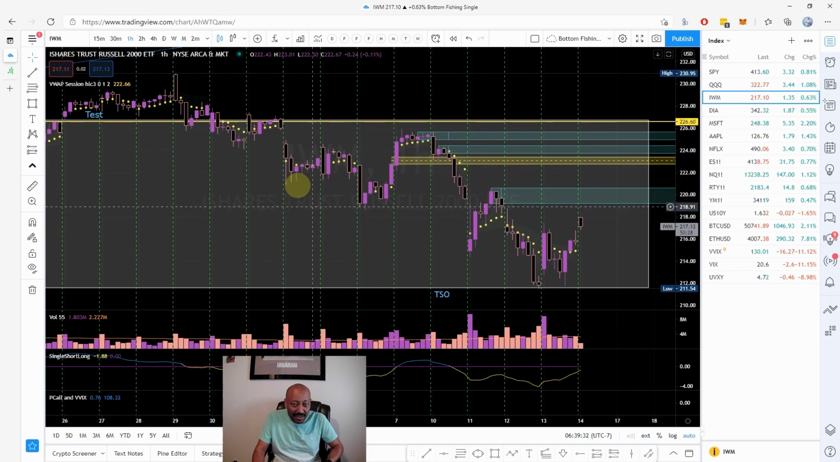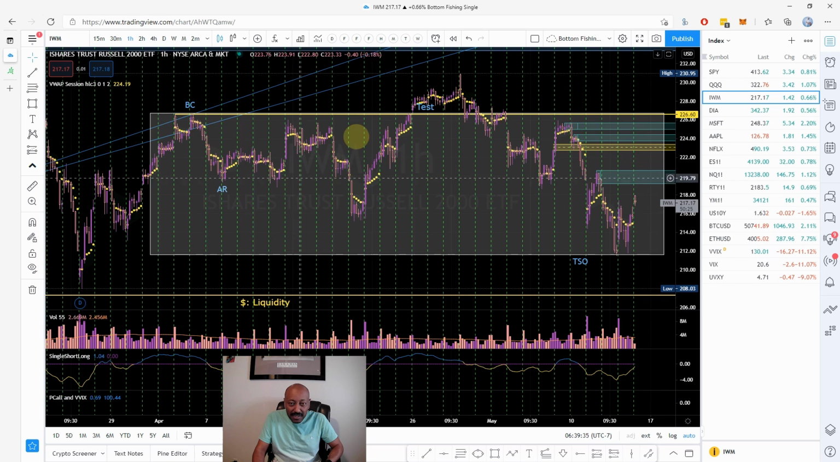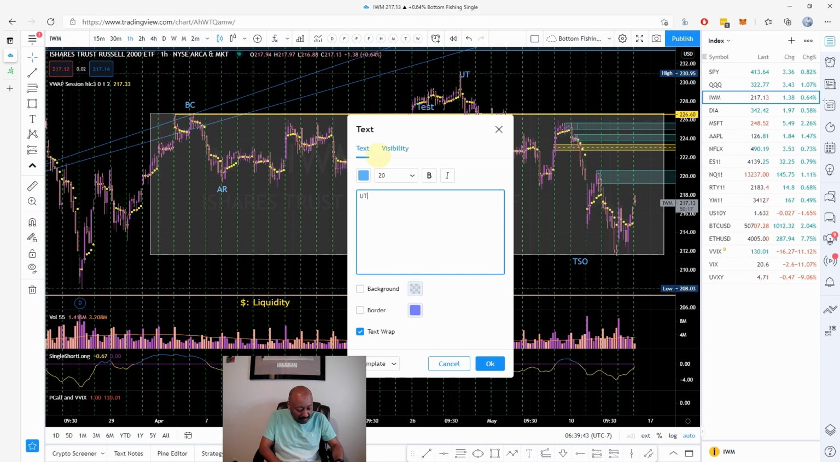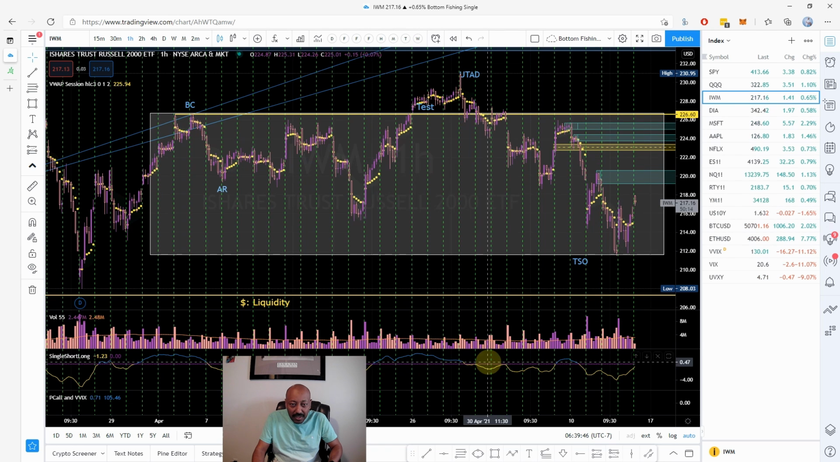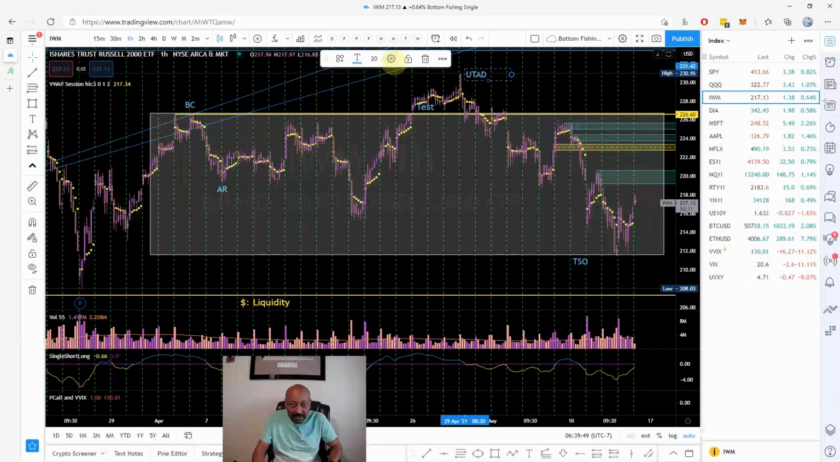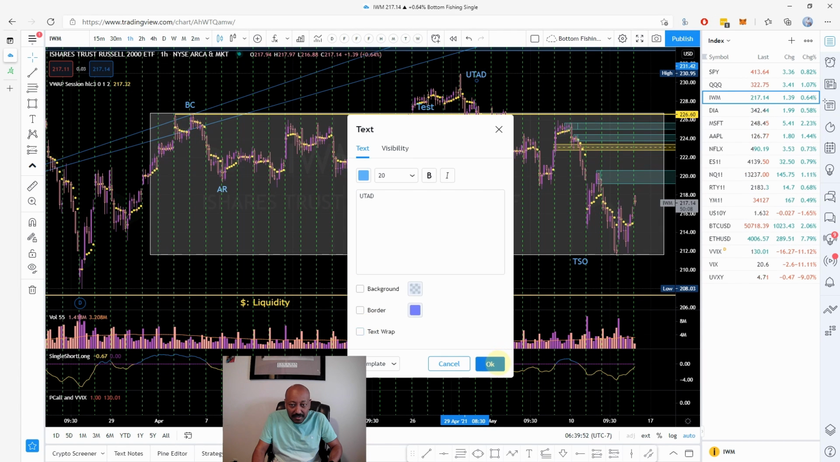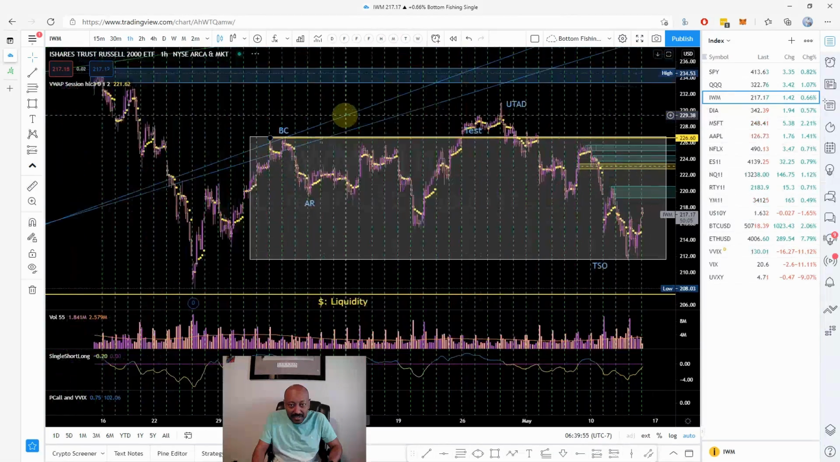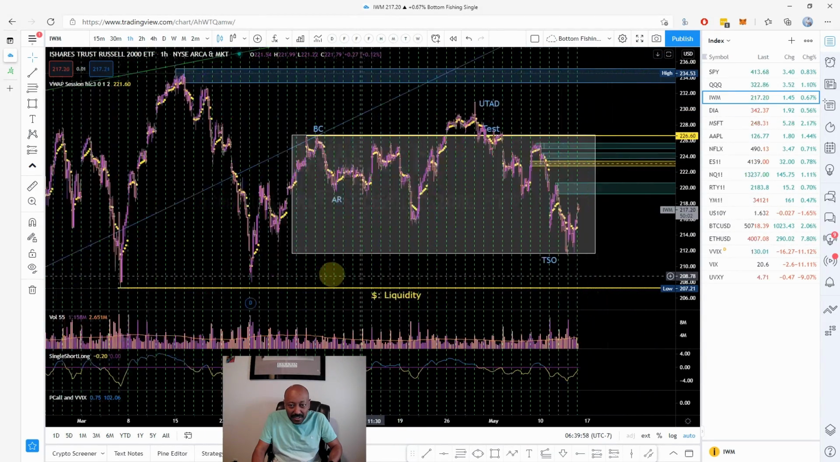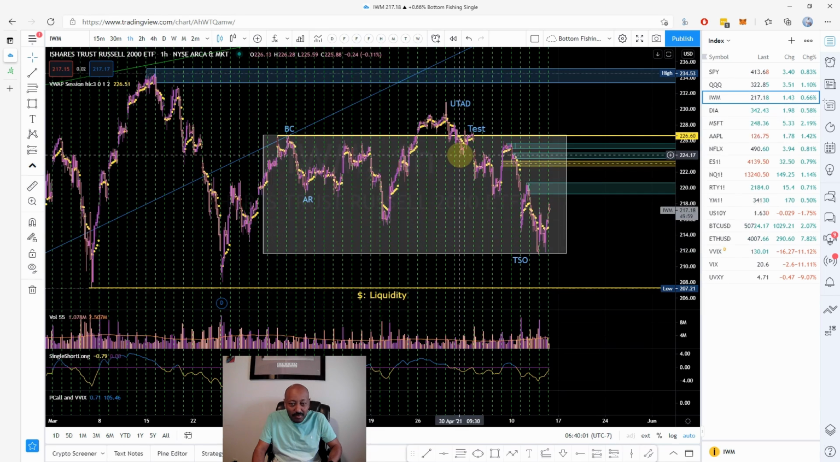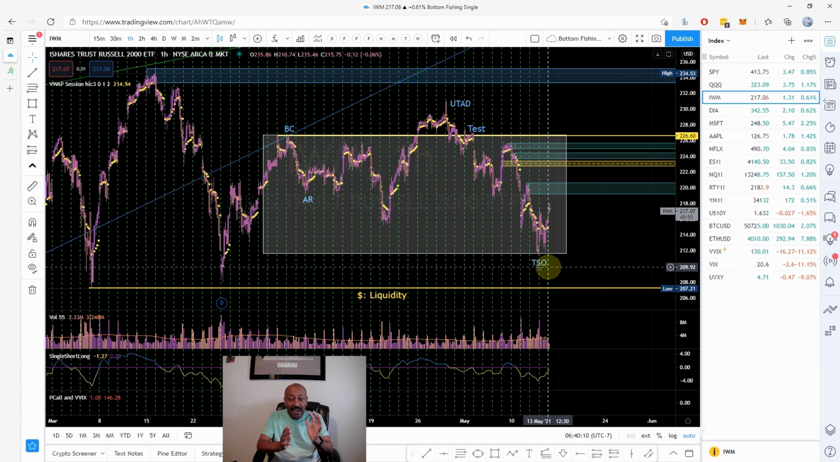IWM, we're inside our box, and I've been thinking about this since yesterday, and what I want to add is, could this be UTAD? That's another possibility to look at, because then what that tells us is that we are not in an accumulation, but we are in a distribution. So I'm marking both of these areas, both a UTAD and TSO. They're conflicting ideas, but I'm marking them as a reference.